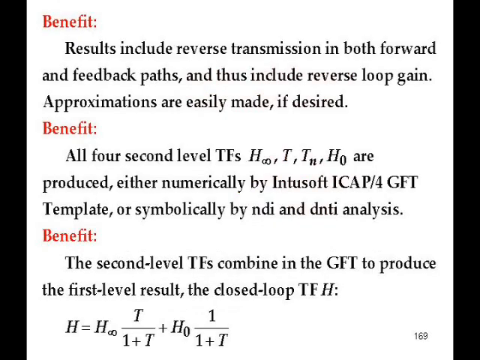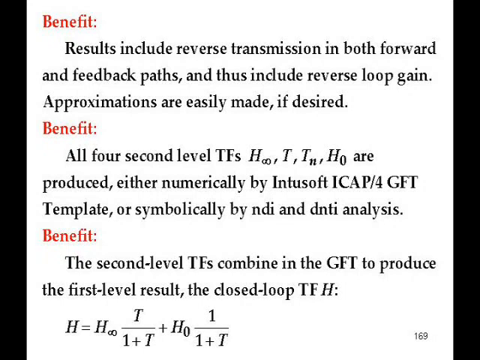The results include reverse transmission in both paths. Therefore, it also includes reverse loop gain. It's exact. You can make approximations if you want. You can see whether they're good or not. All 4 second-level transfer functions are produced, either numerically if you do it with a simulator, or symbolically by null double injection and double null triple injection analysis. And I hope even by now you're not put off by those words.